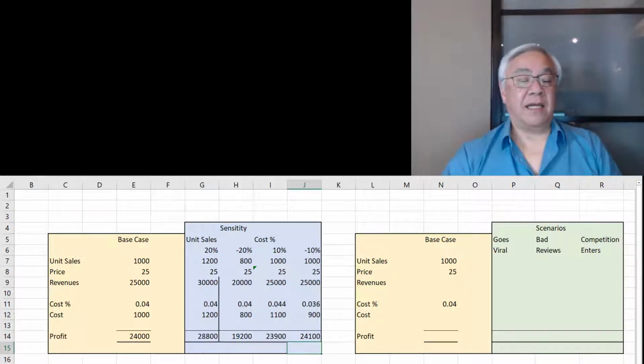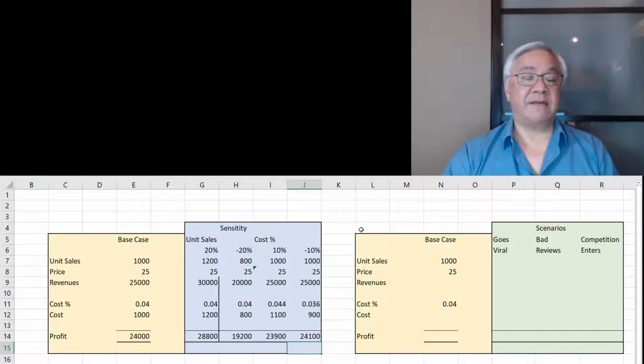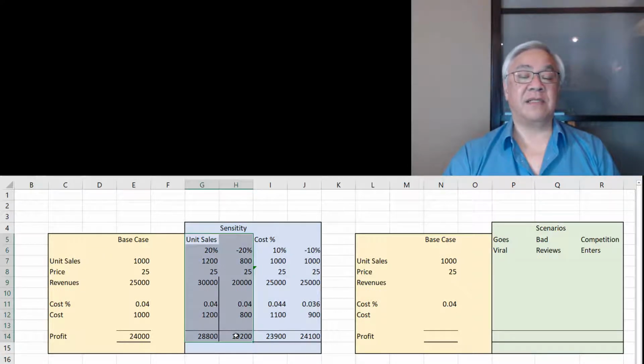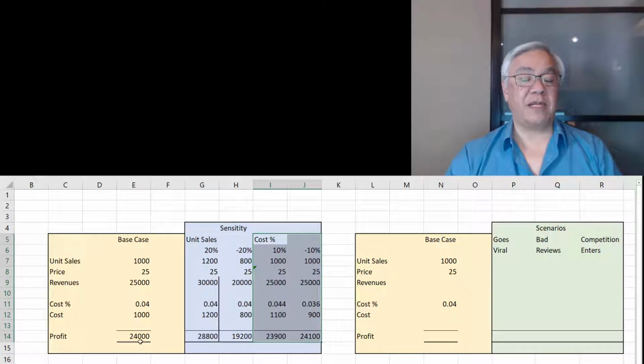So what we've done is to do some sensitivities around two variables. The first variable is sales, plus or minus 20. And the second one is costs, plus or minus 10. And we see how sensitive our profit is to these changes in assumptions. What we see is that we're pretty sensitive to this variable of unit sales. Look at how much it jumps and drops. But we're not as sensitive to the cost changing. It makes some change, but not much, right?